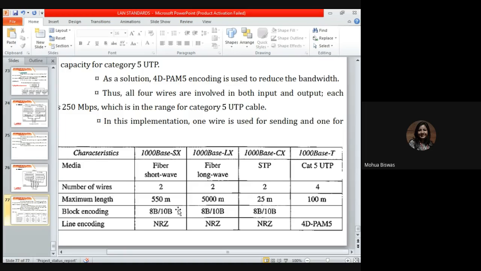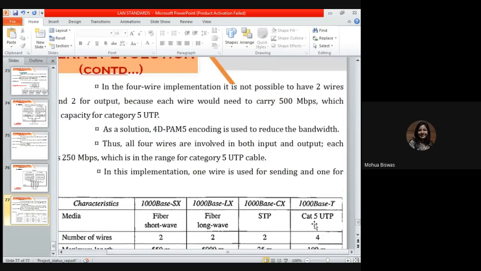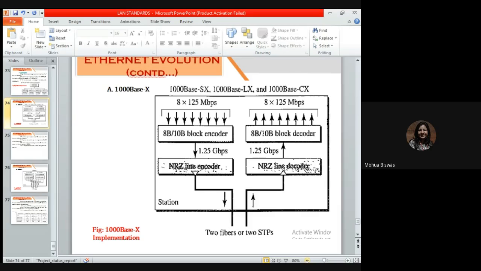Fine. For block encoding, the first 3 use the 8B/10B block encoding mechanism, but 1000 Base-T has not used block encoding. The line encoding fulfills the purpose of block encoding also. In line encoding, 1000 Base-SX, 1000 Base-LX, and 1000 Base-CX have used NRZ, that is non-return to zero, and 1000 Base-T uses the 4D PAM5 line encoding mechanism. So you just draw this diagram. You draw this diagram.